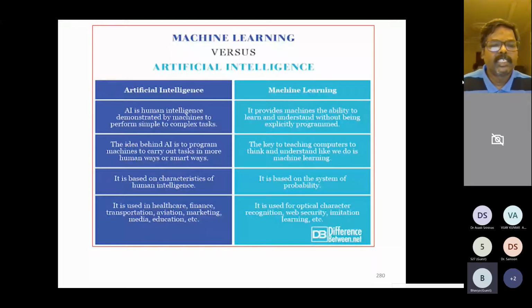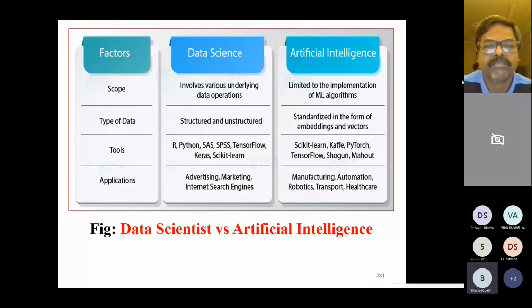Then it is based on characteristics of human intelligence. It is based on the system of probability. It is used in healthcare, finance, transportation, aviation, marketing, media, education, etc. It is used for optical character recognition, web security, imitation learning, etc. Then what is the difference between artificial intelligence and data science?